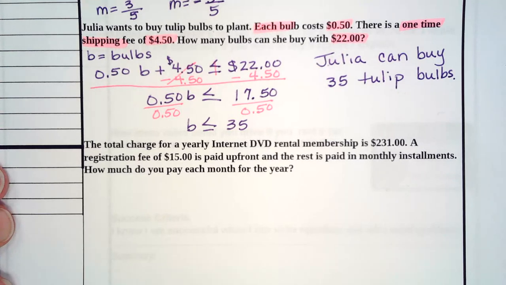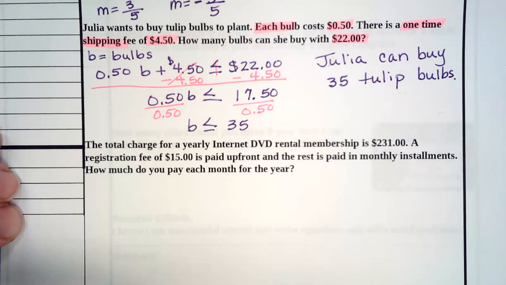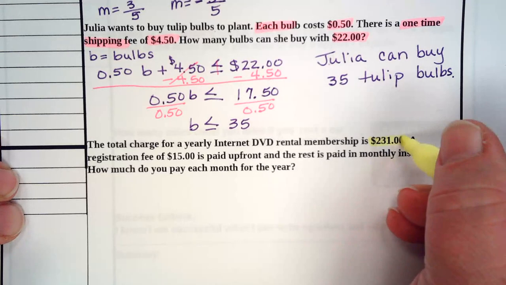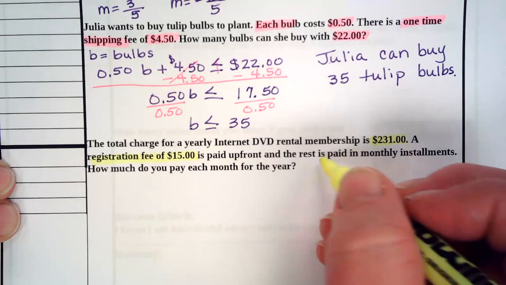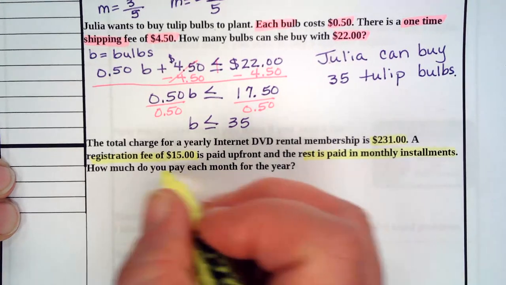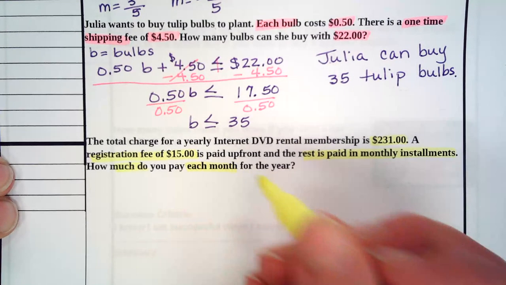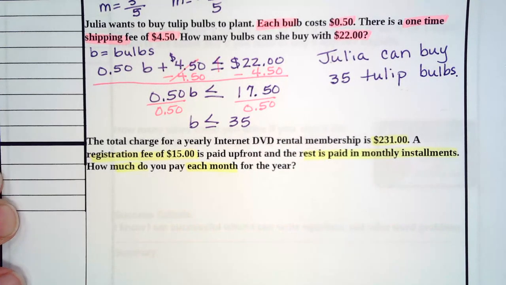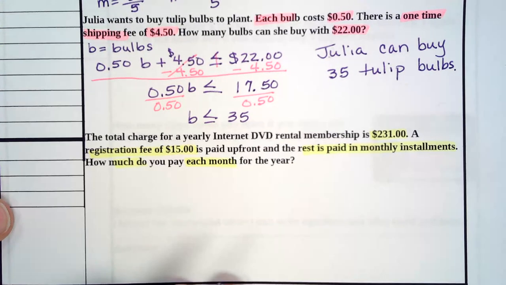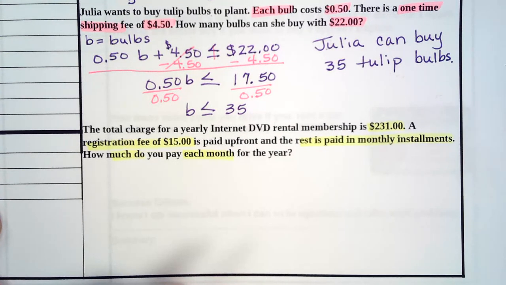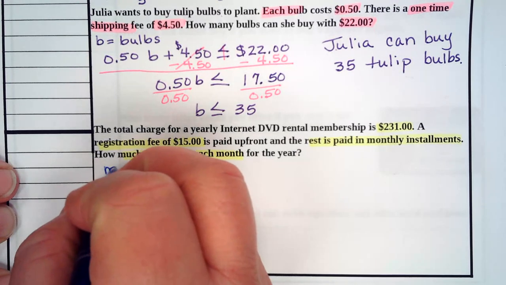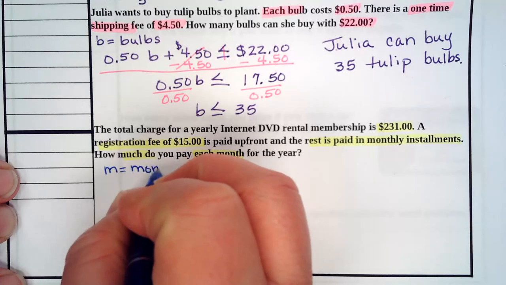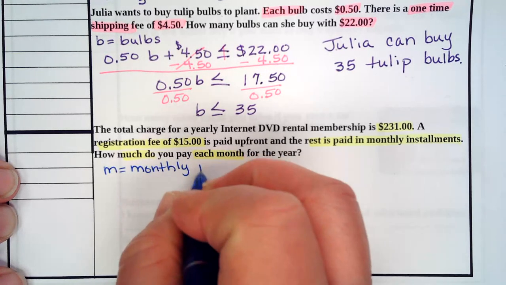So you're on a 1-year contract. The total cost is $231. You've got a registration fee of $15. The rest is paid in monthly installments. How much do you pay each month? So, we need a variable. We're looking at how much you pay each month. Shall we use M for month? And that would actually be the monthly payment.